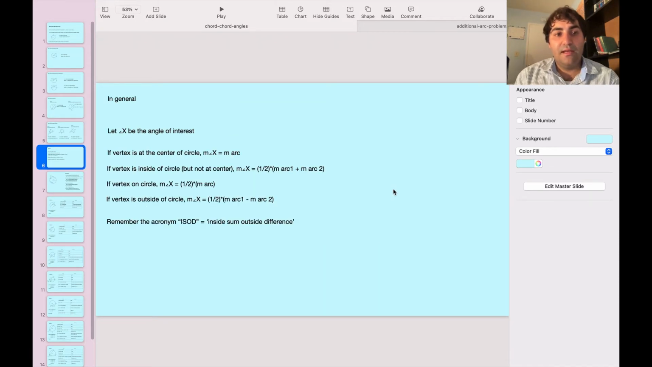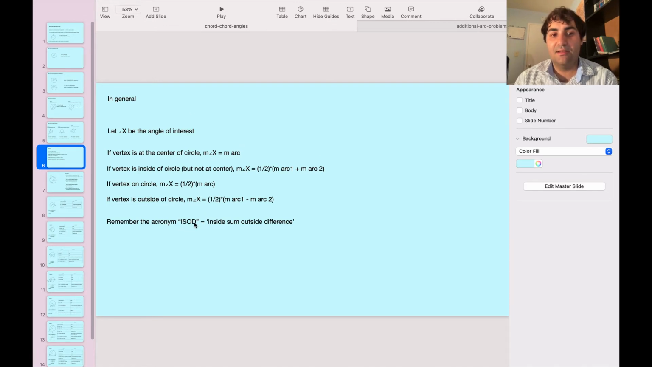In general, let X be the angle of interest. If the vertex is at the center of the circle, then the measure of X is equal to the measure of the arc. If the vertex is inside the circle but not at the center, then the measure of angle X is equal to 1/2 times the quantity, the measure of arc 1 plus the measure of arc 2. If the vertex is on the circle, then the measure of angle X is equal to 1/2 times the measure of the arc. If the vertex is outside the circle, then the measure of angle X is equal to 1/2 times the quantity, the measure of arc 1 minus the measure of arc 2. These are the general formulas to remember for these different angles.